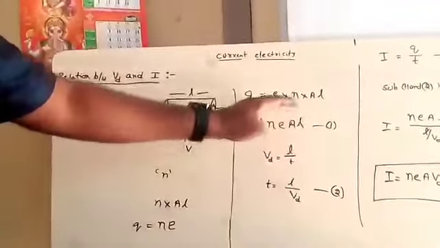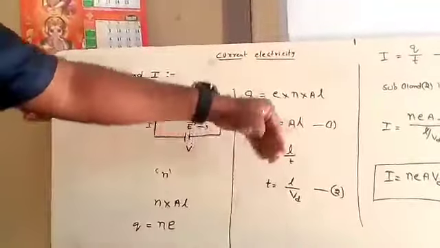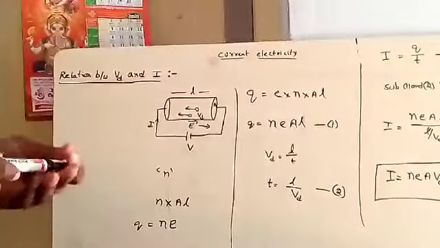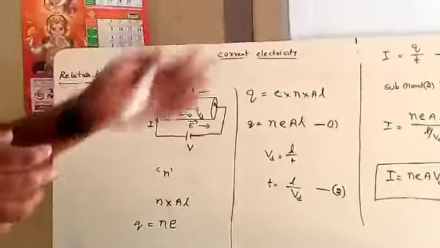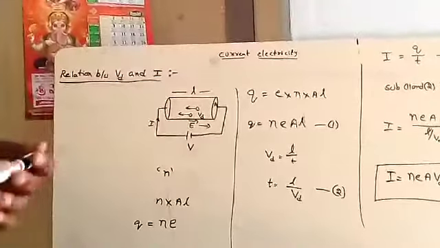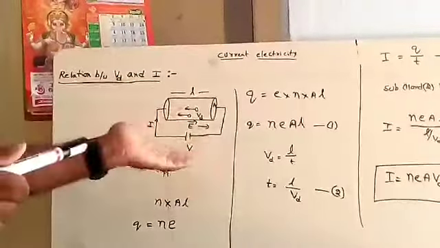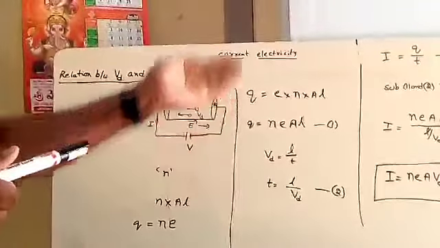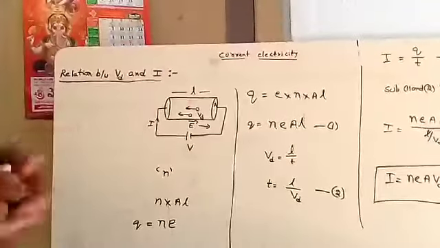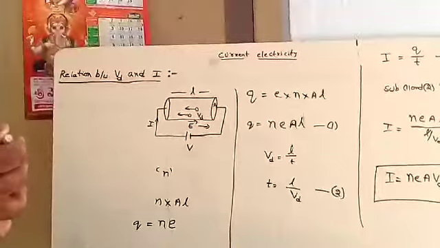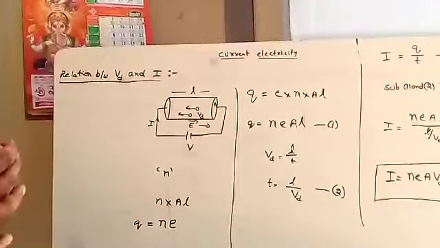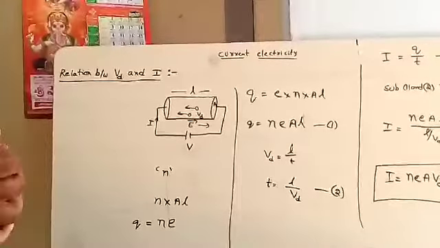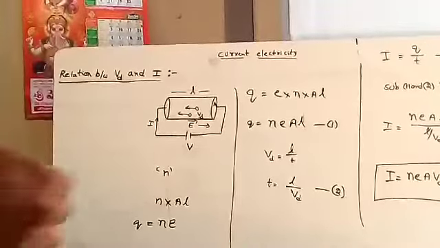Then later, as I have taken the simple relation I is equal to Q by t, because yesterday only we learned that electric current is nothing but charge by time. So I is equal to Q by t, and then I substituted equations 1 and 2 in equation 3, and finally I got I is equal to nеAVd. So this is also a very, very important relation.